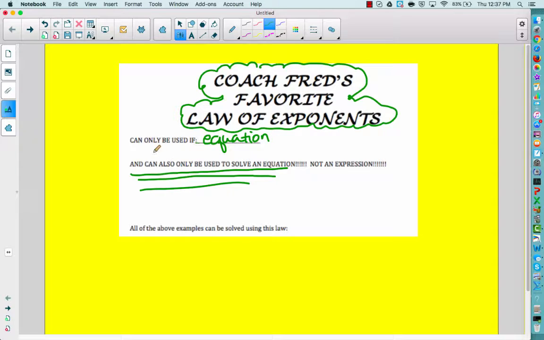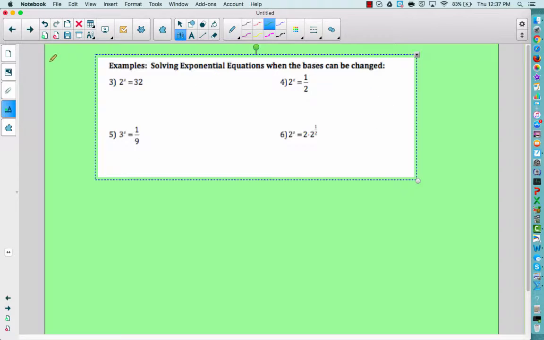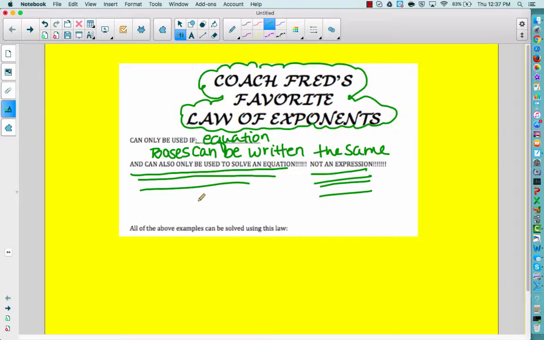It can only be used if the bases can be written the same. And I'm going to show you what I mean by that, okay? But it cannot be used in an expression, and that is really, really important. So I asked you to try and do some mental math, and those examples that you found, some were hard and you might not have been able to find them, you can use Coach Fred's favorite law of exponents to solve them, okay?